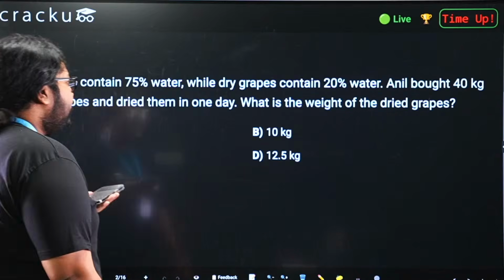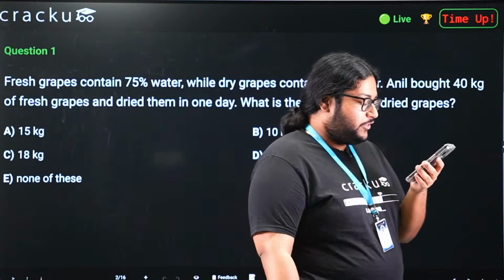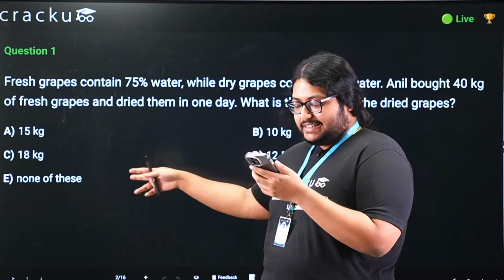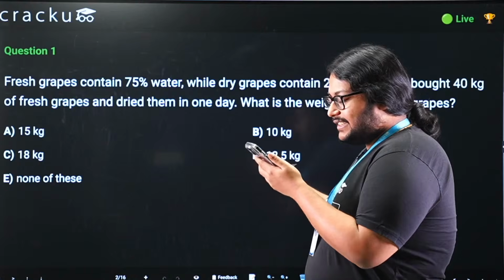Okay, guys, time is up. Some of you answered 12.5 kgs, option D. Some of you answered option C. We'll see, we'll solve it.